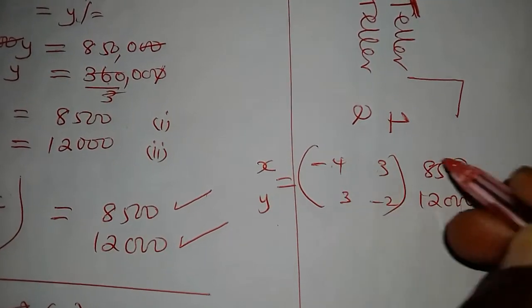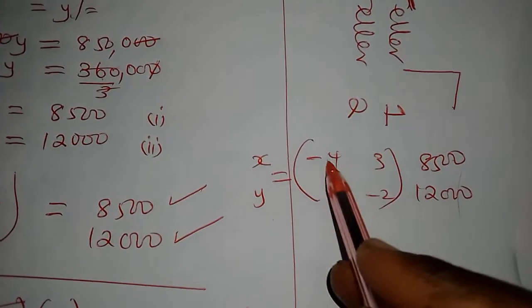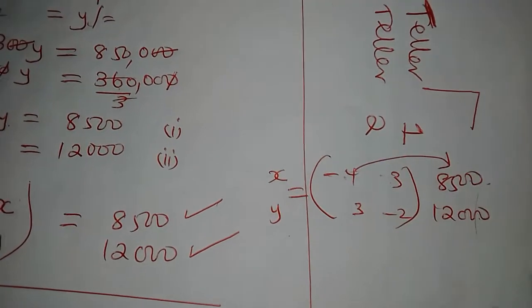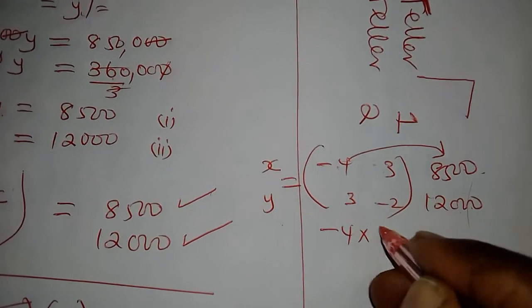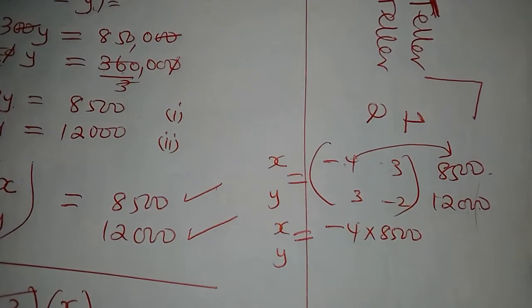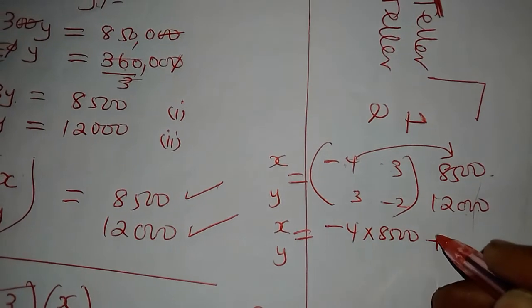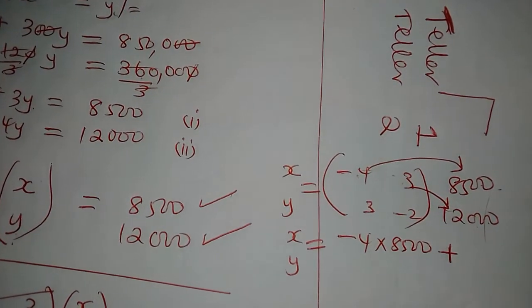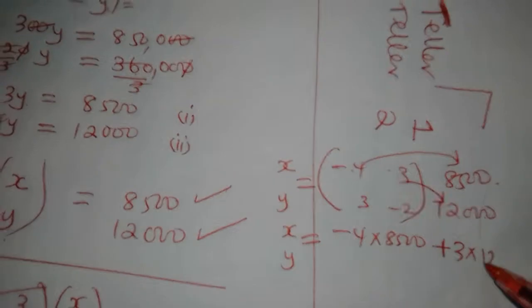So I'm going to say -4 times this, then 3 times that. This and this, this and that. So -4 times 8,500, still x and y move in that order. Then plus, look at that, this 3 goes with the one below it. You see, so you have 3 times 12,000.